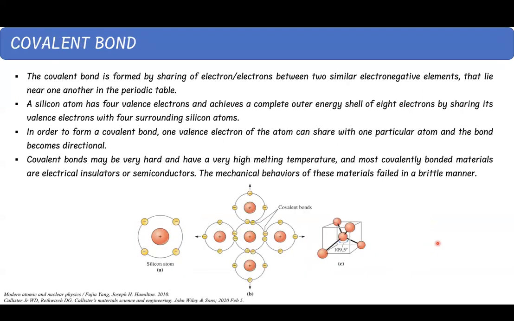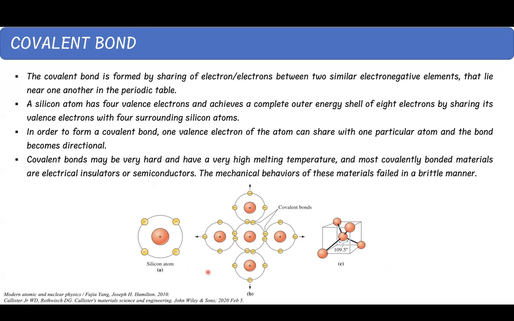The second one is covalent bonds. Covalent bonds are formed by sharing electrons between two similarly electronegative elements. That means the elements that form covalent bonds sit next to each other in the periodic table. For example, silicon. Silicon has 4 valence electrons in the outermost shell, and to complete 8 electrons in the outermost shell, it forms 4 bonds with 4 neighboring silicon atoms.